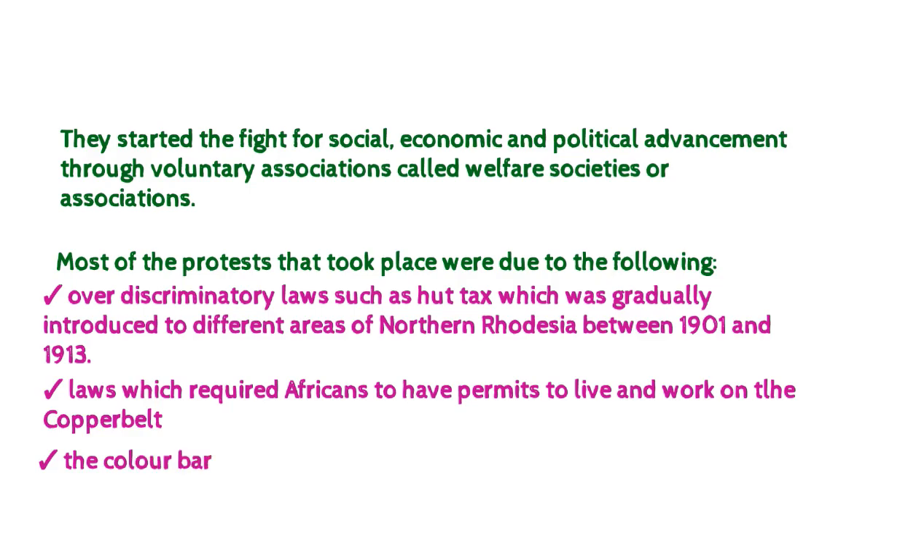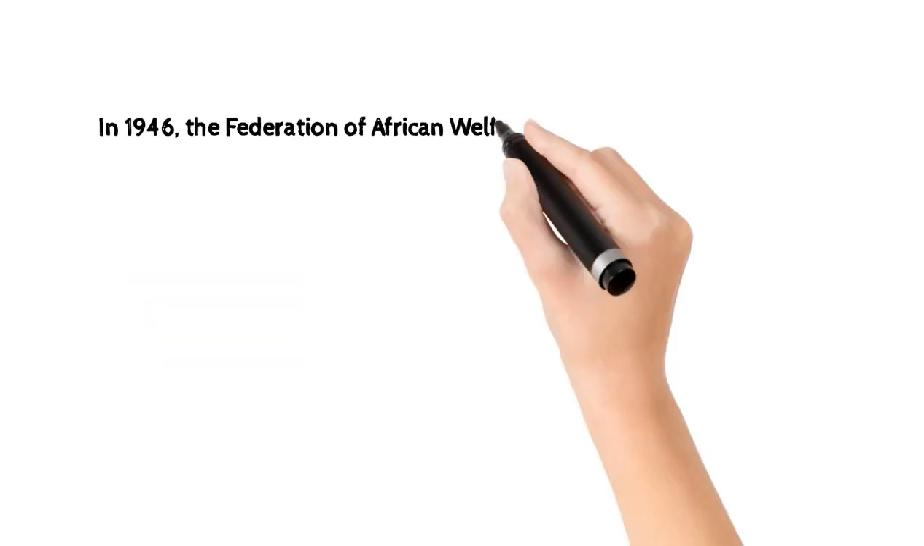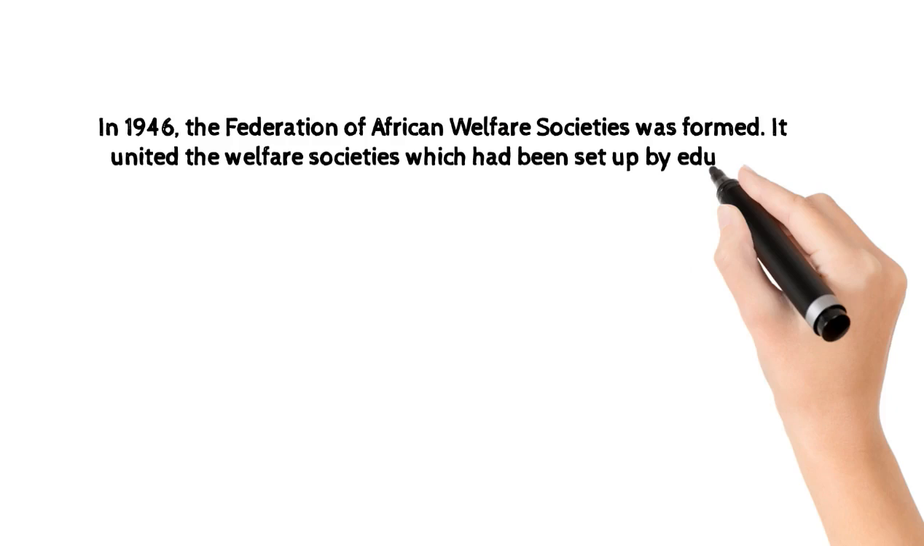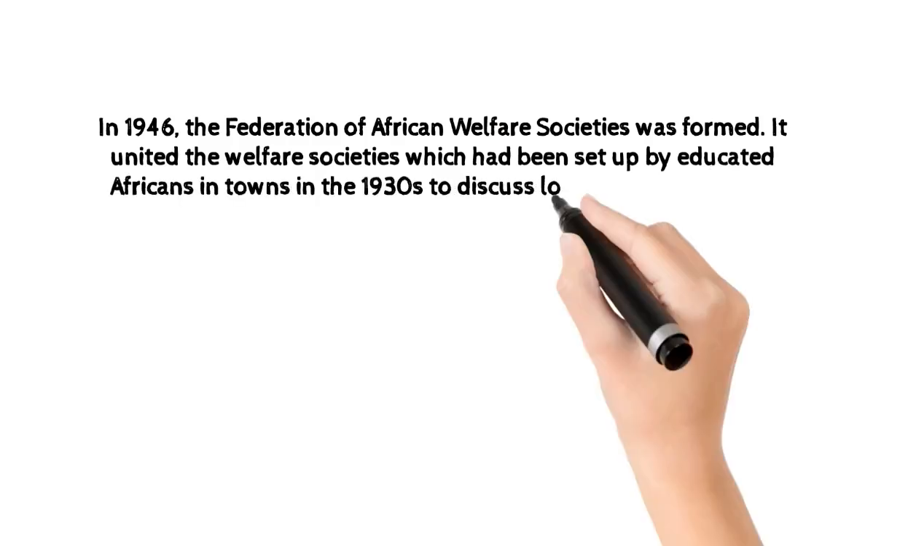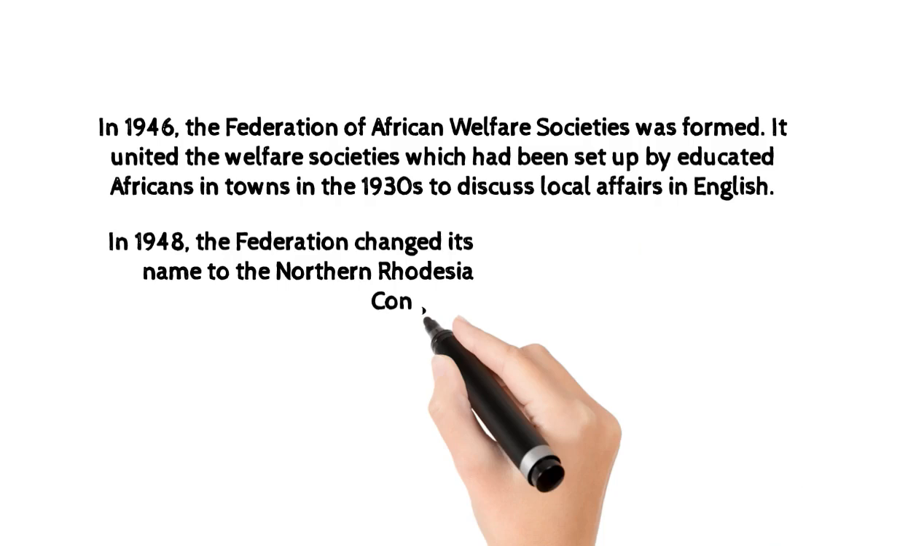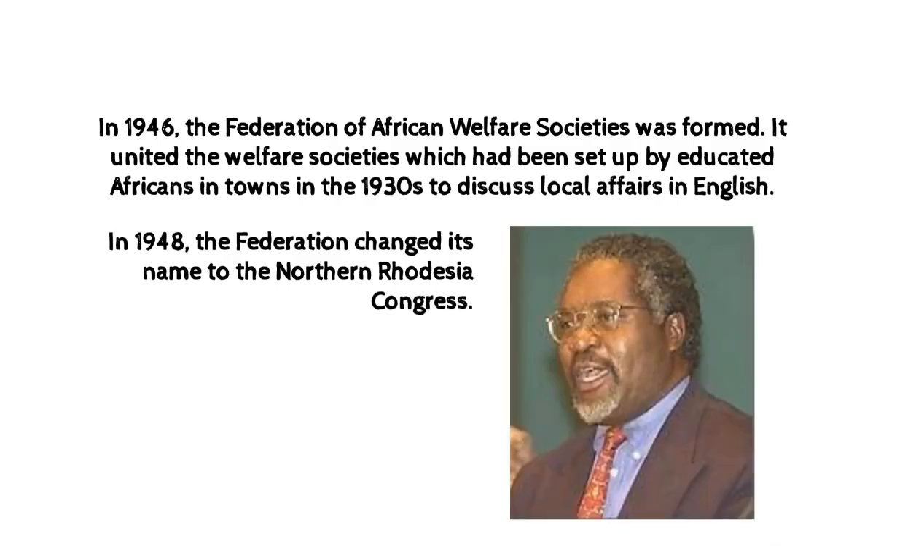In 1946, the Federation of African Welfare Societies was formed. It united the welfare societies which had been set up by educated Africans in towns in the 1930s to discuss local affairs in English. In 1948, the Federation changed its name to Northern Rhodesia Congress, and Godwin Mbikusita Lewanika became its first president.